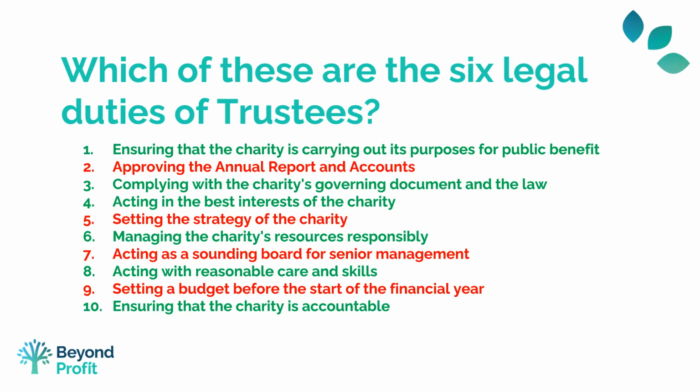So, as you can see, the 6 legal duties of trustees are ensuring that the charity is carrying out its purposes for the public benefit, complying with the charity's governing document and the law, acting in the best interests of the charity, managing the charity's resources responsibly, acting with reasonable care and skill, and ensuring that the charity is accountable. So how do trustees do this?